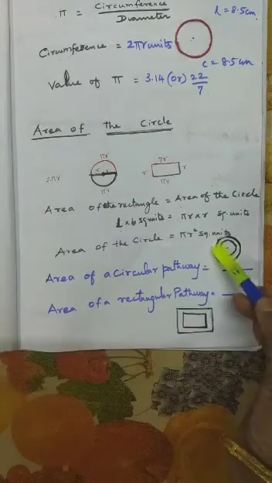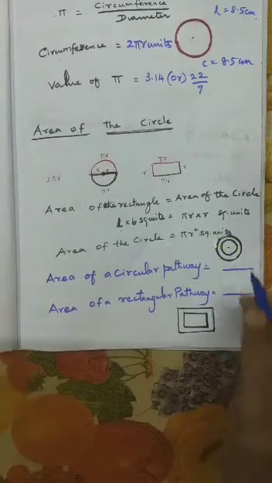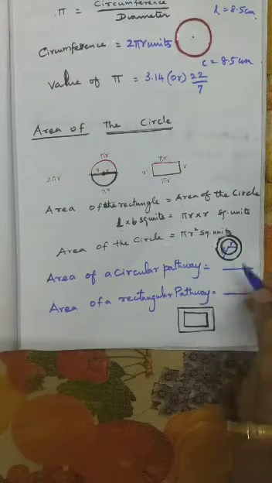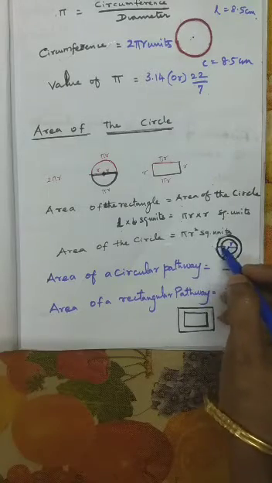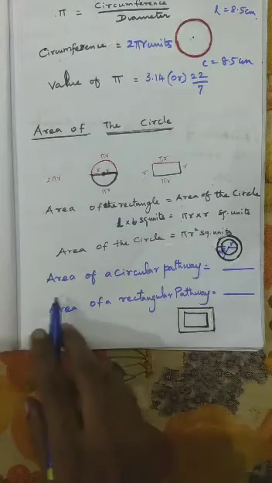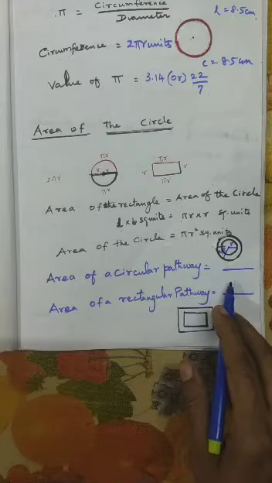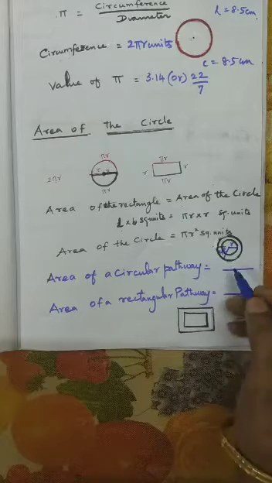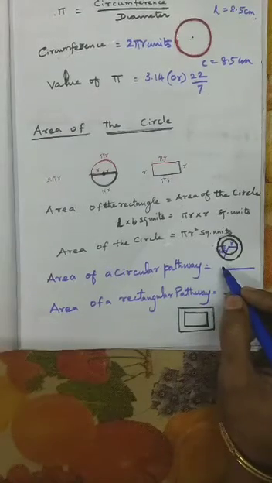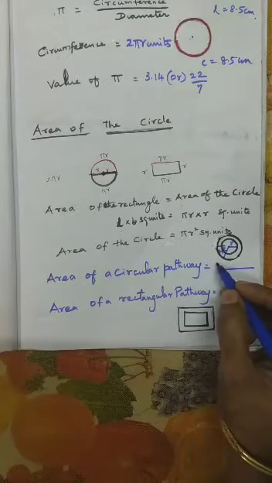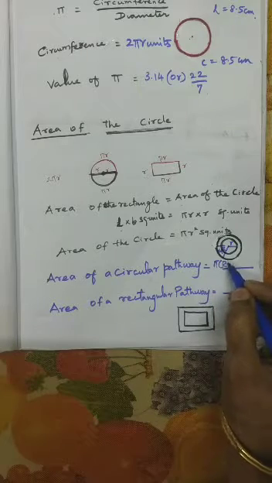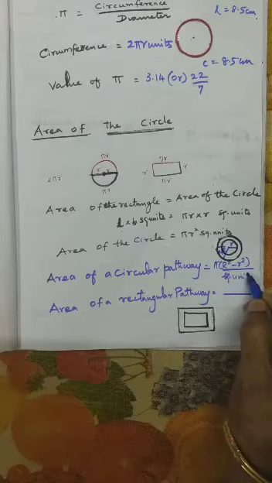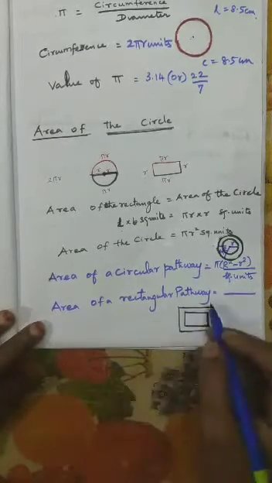Then also we have studied the circular pathway. This is small r and this is capital R. Here we have seen this W. What is the area of a circular pathway? Yes, pi into capital R square minus small r square units.